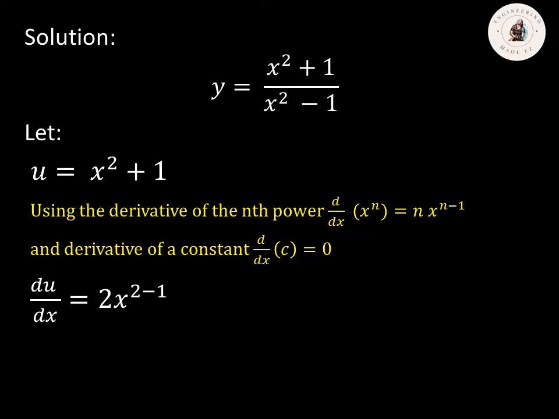Plus, for 1, since 1 is a constant, we all know that the derivative of the constant is 0. So that's why we have a 0 here. Then simplifying it, we have 2x raised to the power of 2 minus 1. So that gives us 2x.